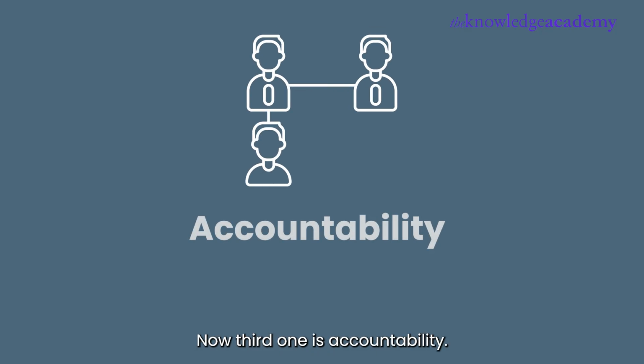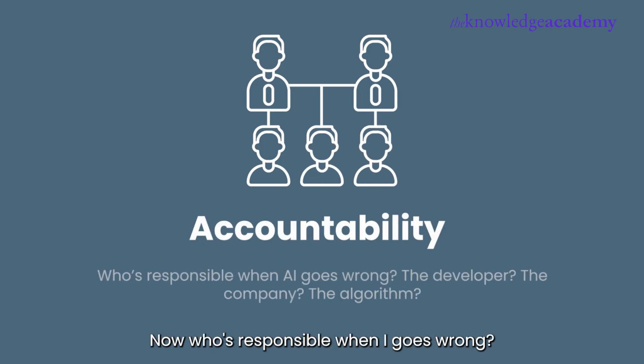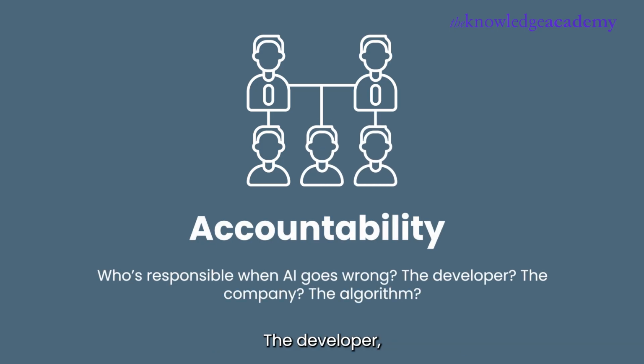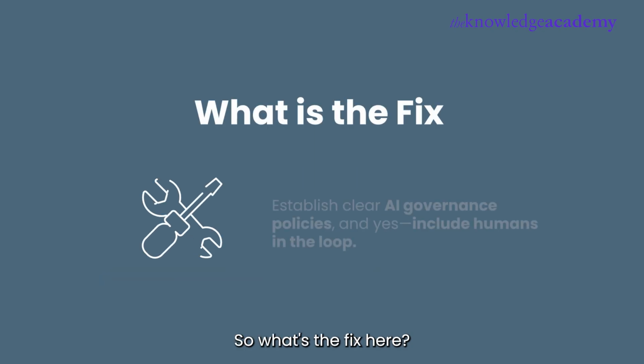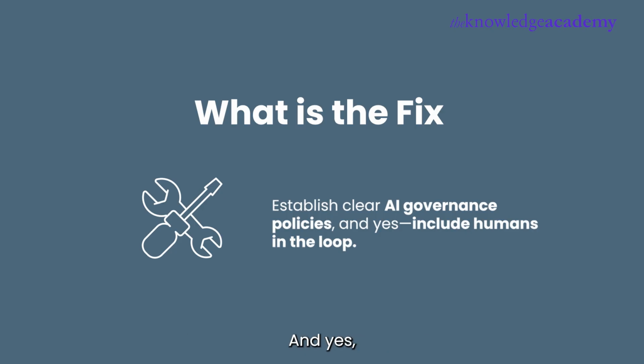Now third one is accountability. Now who's responsible when AI goes wrong? The developer, the company, or the algorithm? So what's the fix here? Establish clear AI governance policies, and yes, we must include humans in the loop.